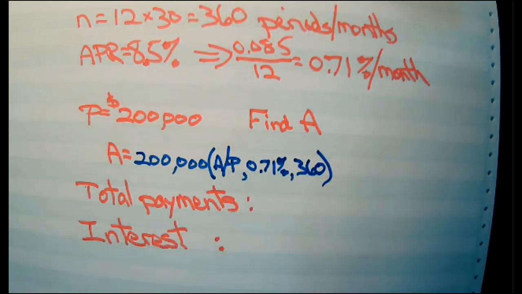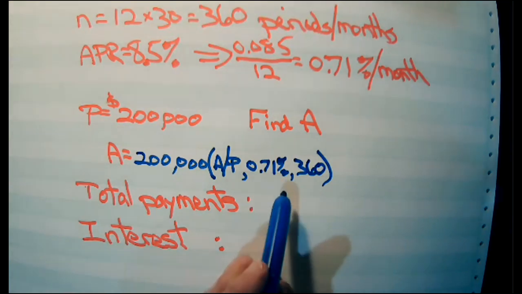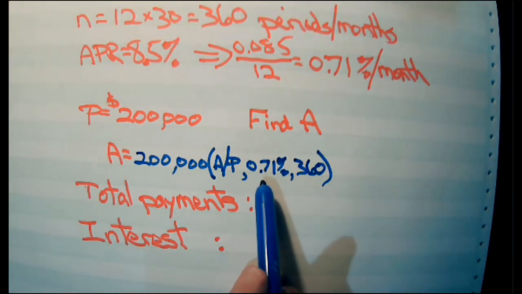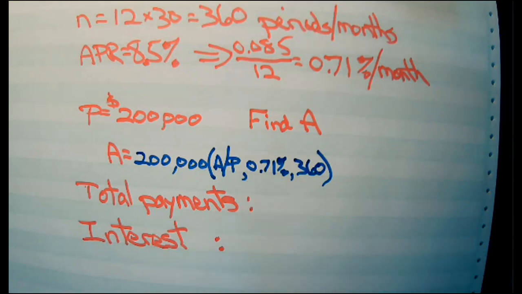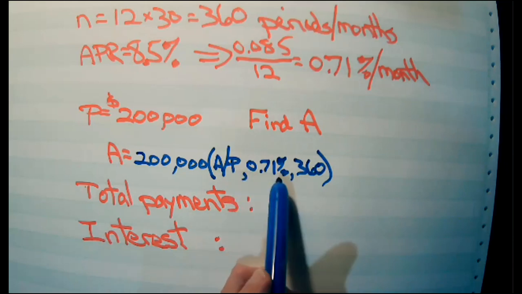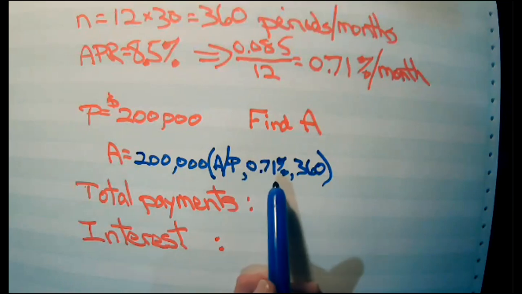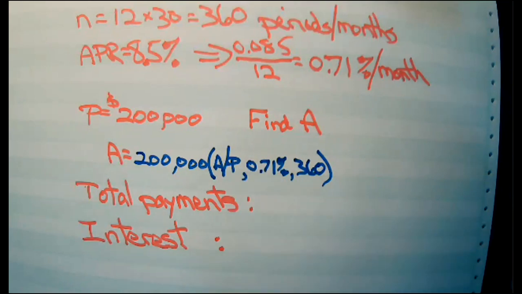If you do this by hand, you'll have to use the formula, because you might notice in the back of the text, there is no table for 0.71%. Now you can get 0.75%. You could do some linear interpolation. It's not linear, but that's a good approximation to find this term. But otherwise, you're just going to have to use the formula for A given P.